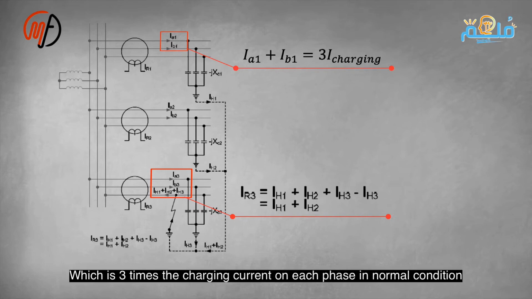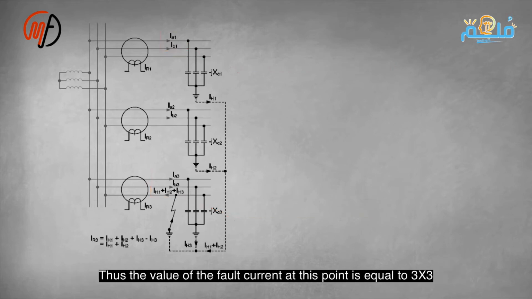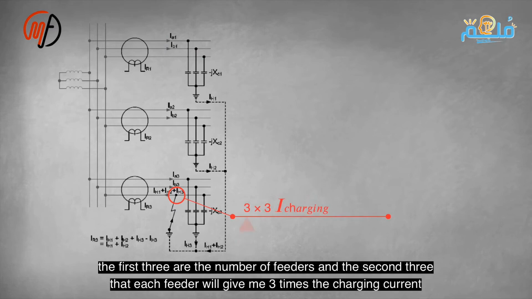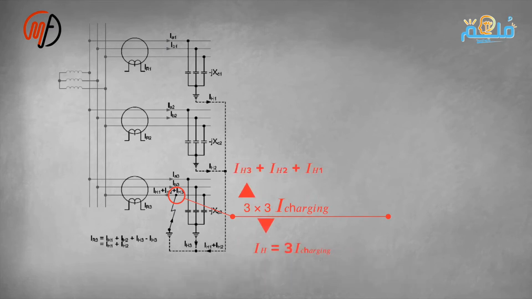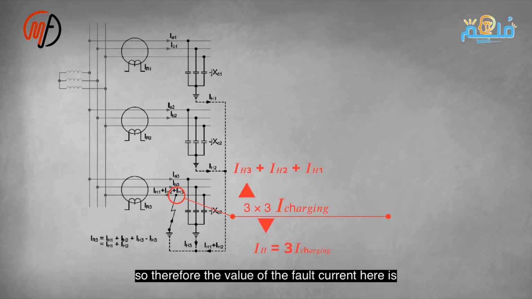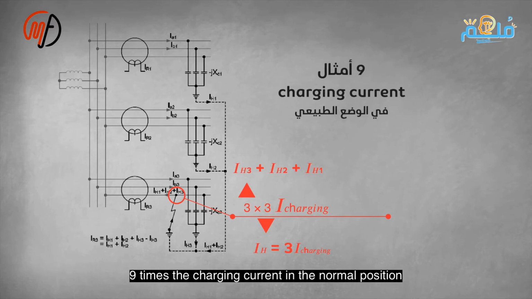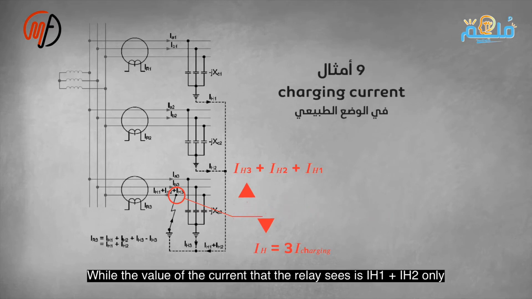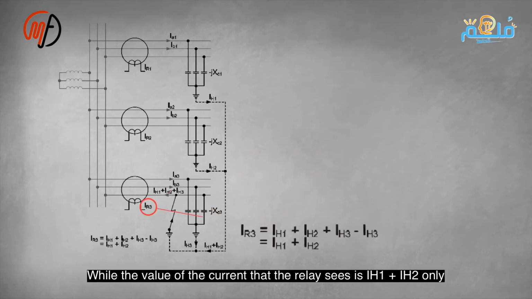This equals 3 times the charging current on each phase. The value of the fault current is 3 times 3. The first 3 is the number of feeders. The second 3 means each feeder gives 3 times the charging current. The fault current here is 9 times the charging current, and the relay sees IH1 plus IH2 only. IH3 is cancelled due to the direction of currents between phases A and B. The fault current the relay sees equals 2 times 3 IH3, which is 6 times the relay current.